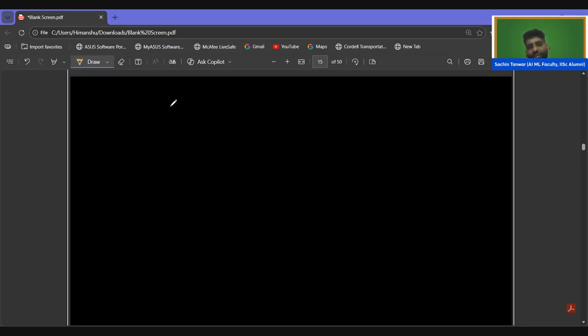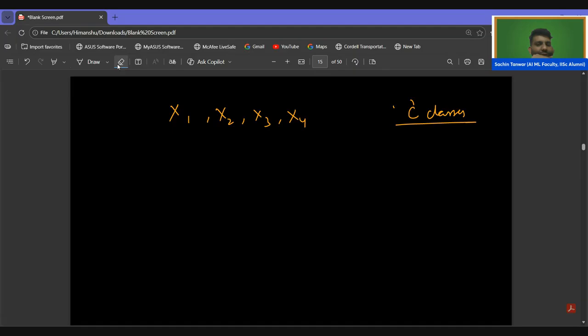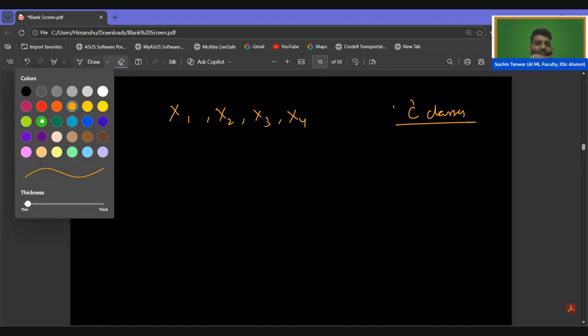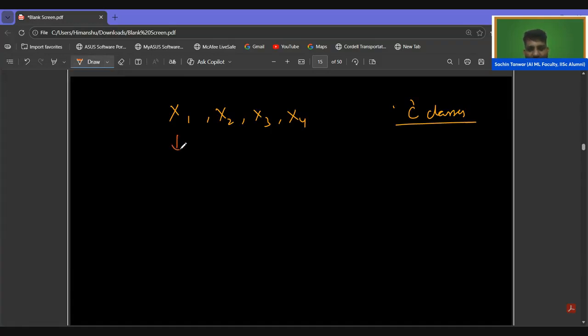So x1, x2, x3, and let's suppose x4. These are the four. And let's suppose I'm having C classes, and this can take, let's suppose, P, Q, R, S. Yeah, that would be better. I'm just bringing it up just for the use case based problem. Let's suppose this can take P number of values, this can take Q number of values, this can take R number of values, this can take S number of values.